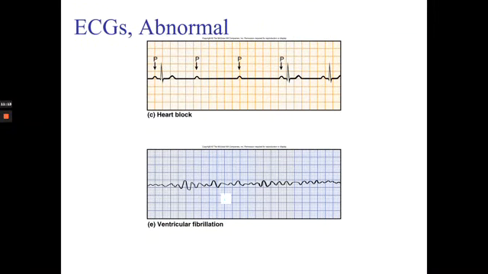ECG, this is heart blocks. What do we mean by heart blocks? If the AV node is damaged, it means that the impulse will not be conducted from the atria to the ventricle through the AV node. In that case, you will have a prolonged PR interval.